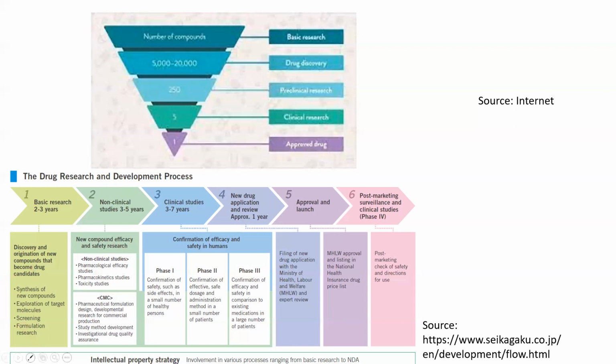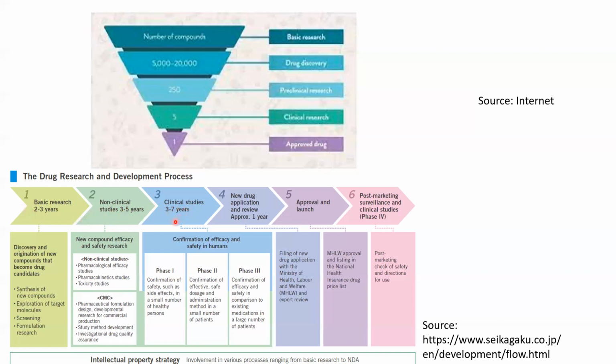This is very important for pharmacological formulation design, developmental research and further development, study method development, and also for investigational drug quality assurance. This is called the non-clinical studies, and these studies are done basically in animal models, by in vitro and in vivo methods. Basic research took around 3 years and non-clinical studies took around 5 years, a total of 8 years. And after 8 years, we go to the clinical phase.